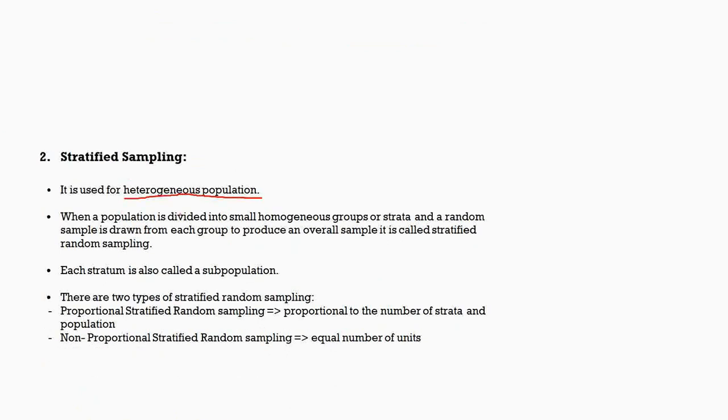So when a population is divided into small homogeneous groups called strata or subpopulations, and a random sample is drawn for each stratum, then it is called stratified random sampling. So what do we do here? We take a heterogeneous population, we divide it into smaller homogeneous groups, and then we randomly pick our sample from each of those groups and combine them. So that is called stratified random sampling.